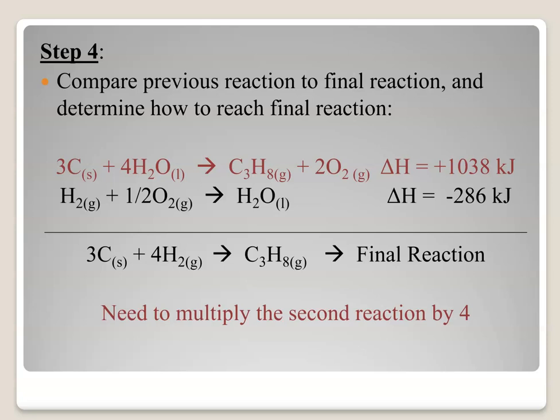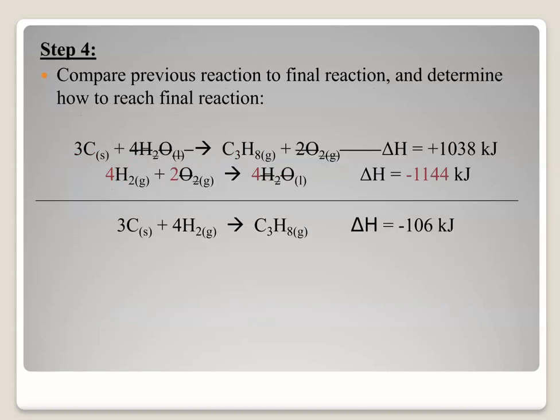Compare this new reaction to the reaction that you are working towards. You will see that there is oxygen and water in the balanced equation that is not in the reaction that we are working towards. By adding the other given reaction, multiplied by 4, you are able to cancel out these entities and are left with the final reaction that you are working towards. Ultimately, you will end up with the reaction that you are working towards and an enthalpy change for that reaction.